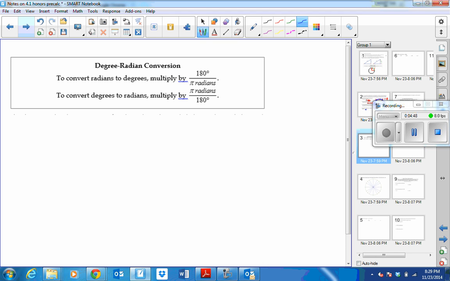So we're going to use this degree-radian conversion in just a second. To convert radians to degrees, you're going to multiply by 180 degrees divided by pi, and that's going to give you the degrees. To convert degrees to radians, you're going to multiply by pi over 180, and that's going to give you the radians.